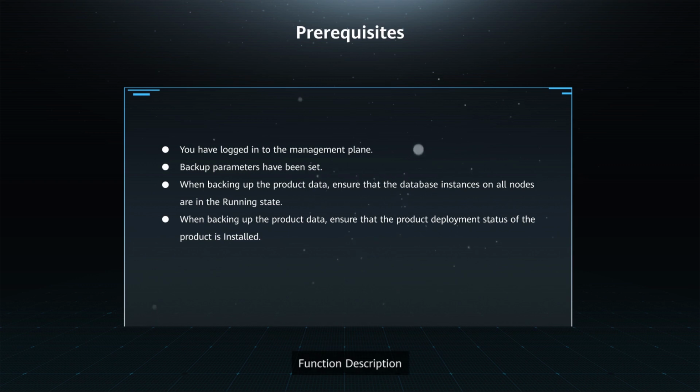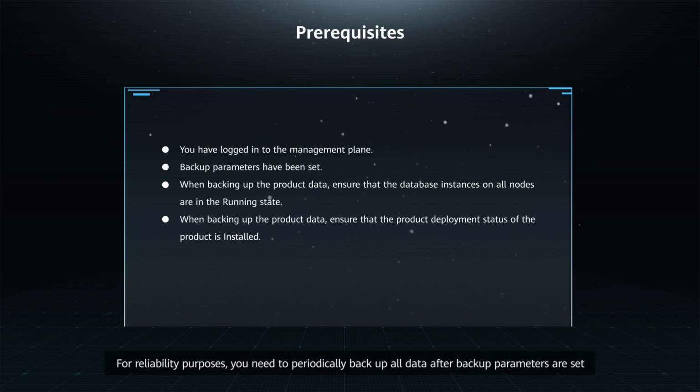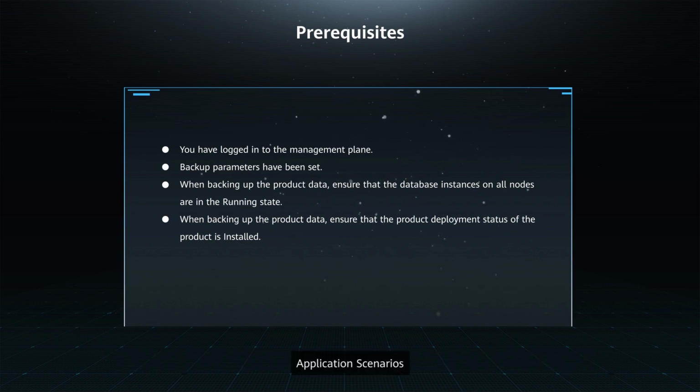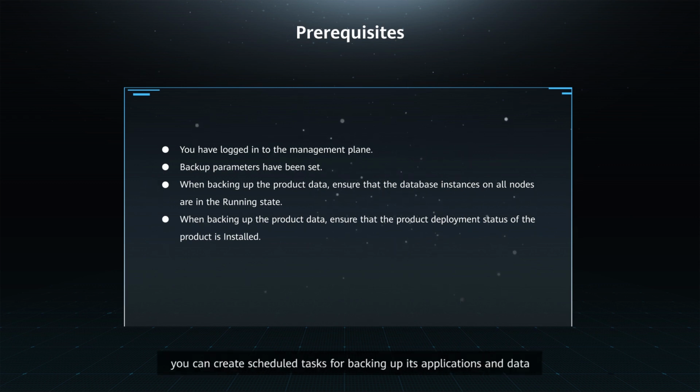Function description. For reliability purposes, you need to periodically backup all data after backup parameters are set. Application scenarios. When a product is running properly, you can create scheduled tasks for backing up its applications and data so that the backup data is periodically saved to the backup server.